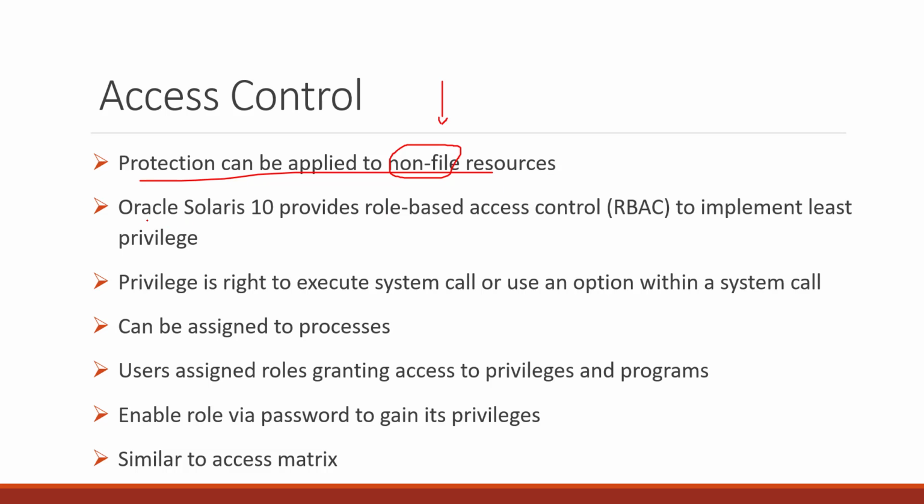Now Solaris 10 actually provides role-based access control to implement least privilege. We already talked about least privileges. What normally happens is if you want to give least privileges, for example, to a process P1, you have to make sure that you give that process at least the privileges to run, right?